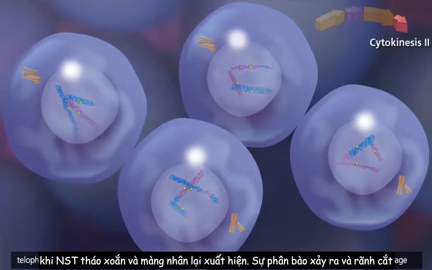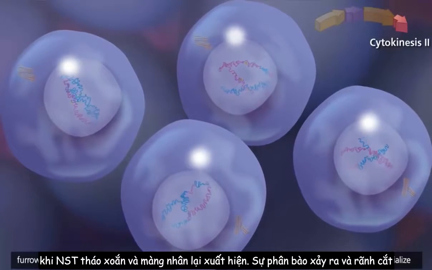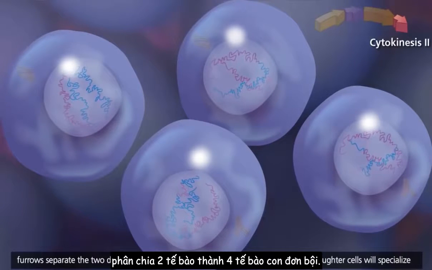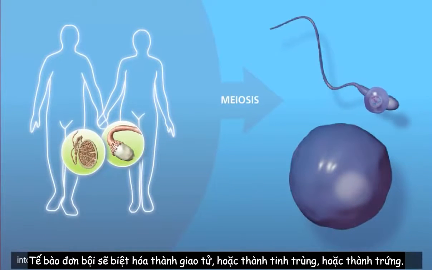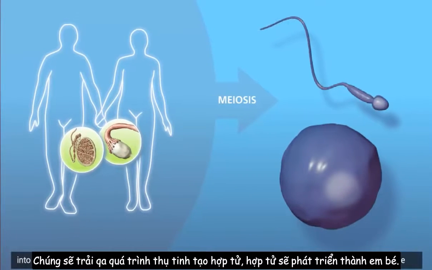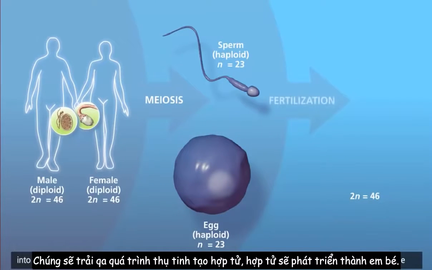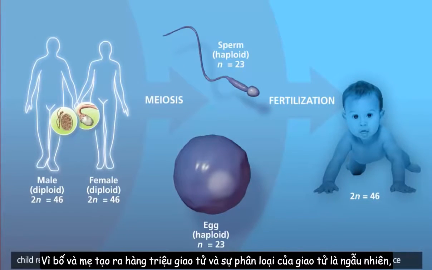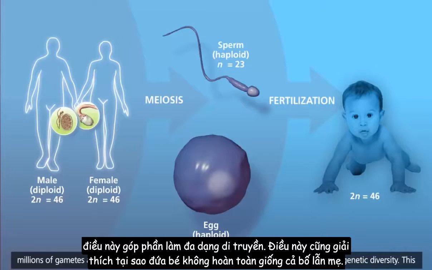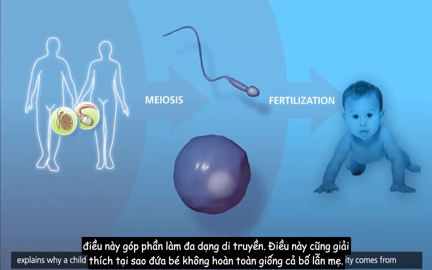Cytokinesis occurs and cleavage furrows separate the 2 daughter cells into 4 haploid daughter cells. The haploid daughter cells will specialize into gametes, either sperm or egg. These fuse in fertilization to form a zygote, which will grow into a child. The child receives half its chromosomes from its mother and half from its father. Because men and women produce millions of gametes, and the selection of gametes in fertilization is random, this contributes to genetic diversity. This explains why a child isn't identical to either parent.